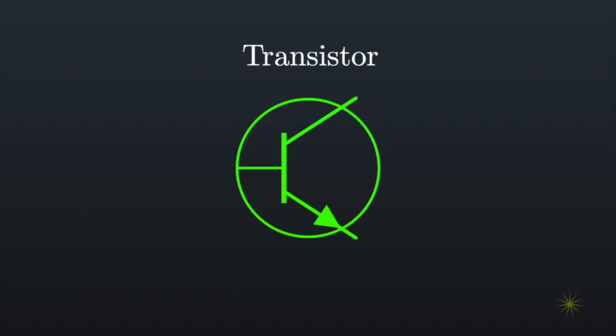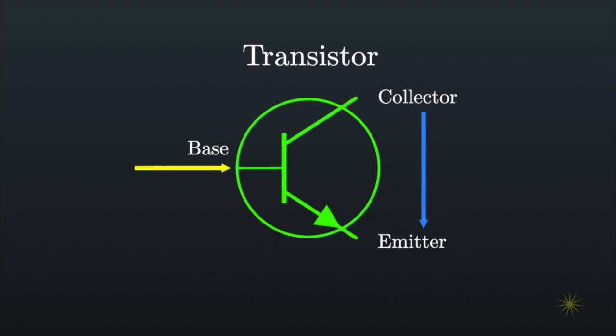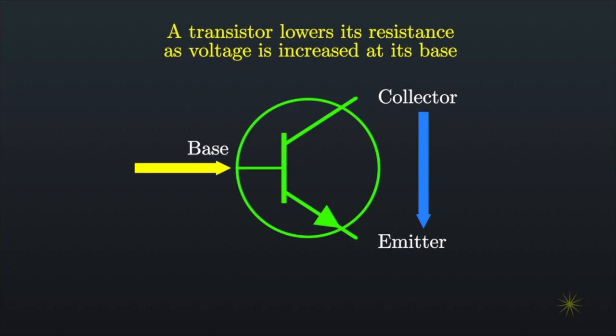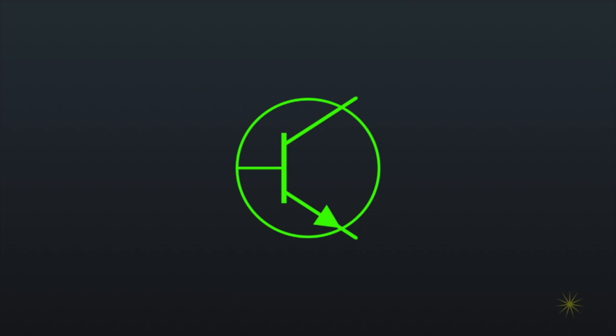Invented in 1947, the transistor is a fundamental building block of most modern electronic devices, including digital computers. A transistor has three connections: a base, a collector, and an emitter. What a transistor does is that when you apply voltage to its base, the transistor allows more current to flow between the collector and the emitter. A transistor lowers its resistance as voltage is increased at its base. This property of a transistor allows us to do all sorts of interesting things, but it's probably best to illustrate this with a sample circuit.